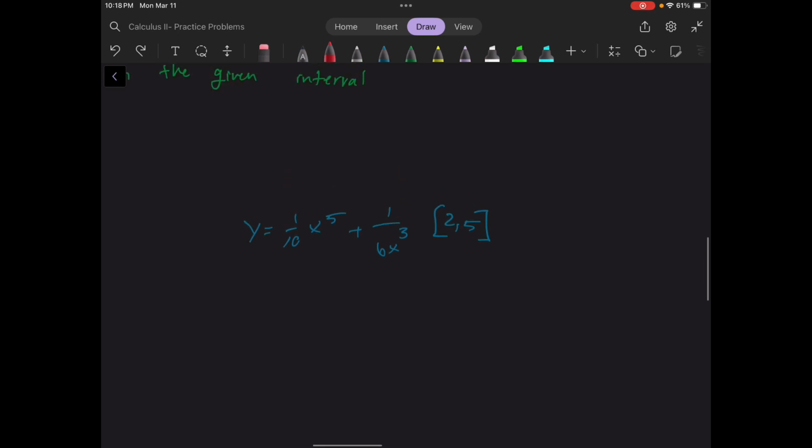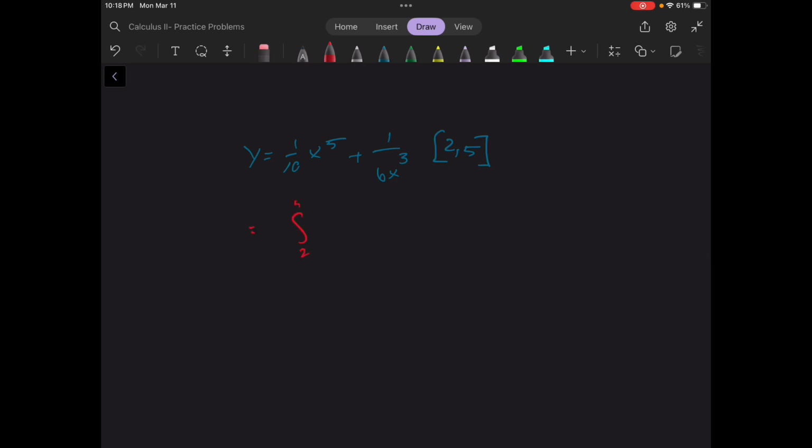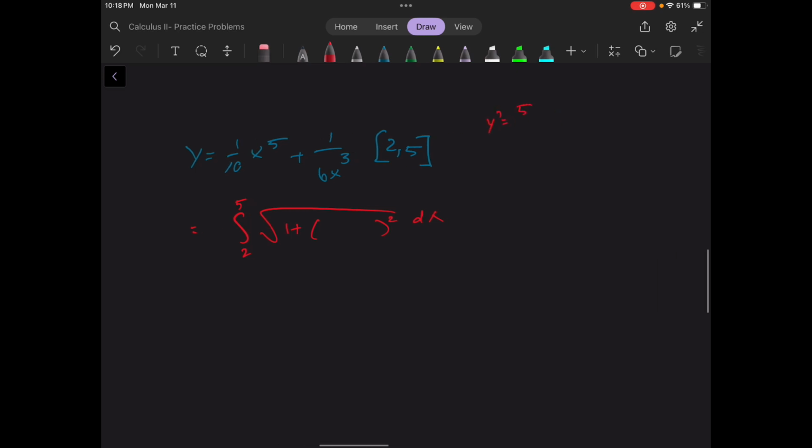But we can find the arc length of this function from 2 to 5 just by finding the integral from 2 to 5 of the square root of 1 plus the derivative squared. So what is the derivative of y? Let's see. y prime. That 5 is going to come down over the 10, and we're going to subtract 1 from the exponent. And this is really the same as 1/6 x to the negative 3.